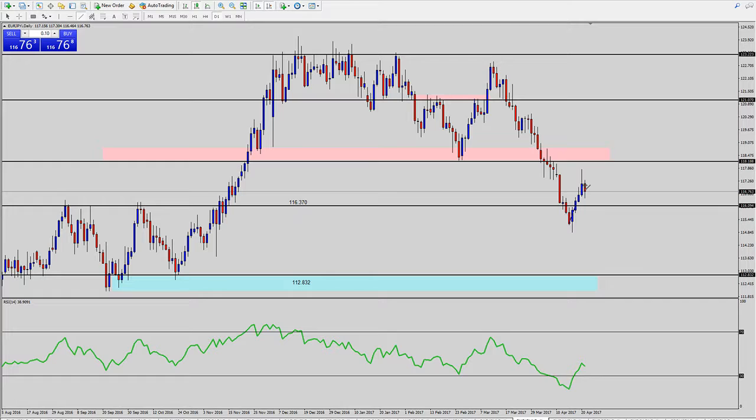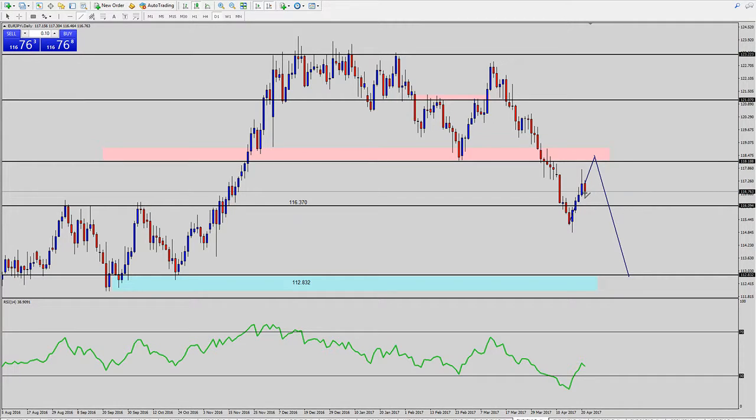And from right here, what we're just looking for is a push all the way up to the 118 zone. And to get a push to that 118 zone, we're just looking for that bullish confluence in that area, and probably a push down all the way to that 116.37 zone, or potentially pushing all the way down to these lows, all the way down to that 112 zone.